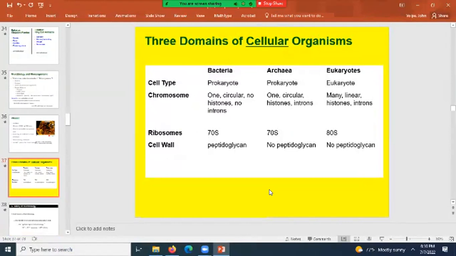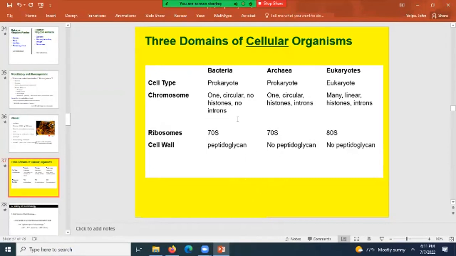All right, let's talk a little bit about the three domains. The domain bacteria has cell type prokaryote. The domain archaea has cell type prokaryote, but the domain eukarya, or the eukaryotes, has the cell type eukaryote. When we look at the chromosome, the domain bacteria has one chromosome which is circular, meaning it's in a circle. The place where it ends is the place where it begins.